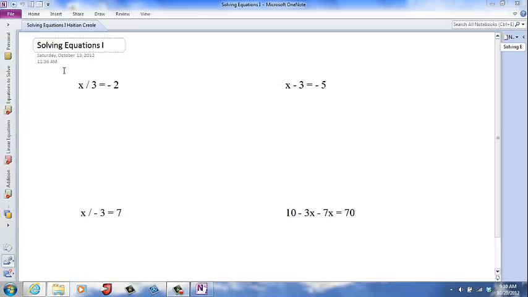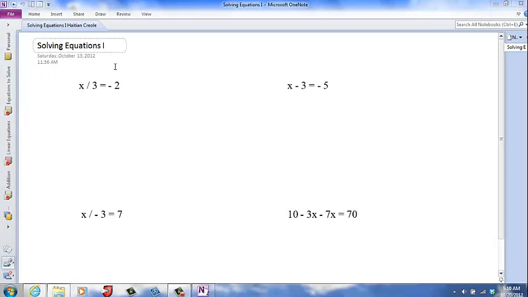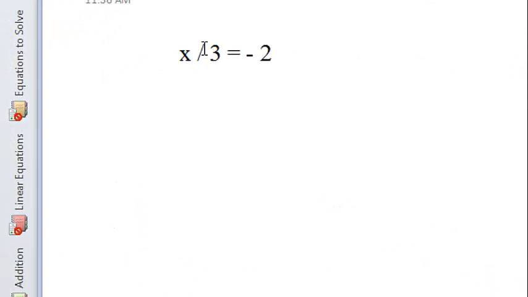In this lesson, we're going to solve some equations. These are a little harder than the equations we solved in the previous lesson. The reason being is that now we're dealing with negative integers. In this example, we have x divided by 3 is equal to negative 2.